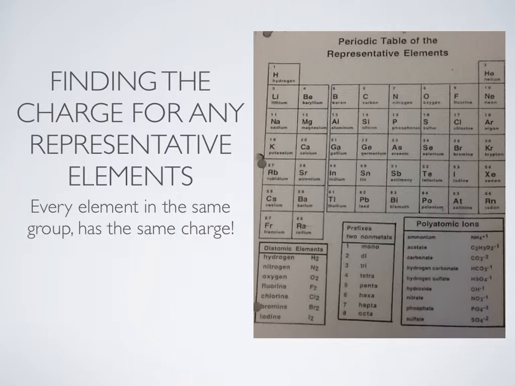So if your element falls anywhere in group 1, then it is a charge of +1. Group 2, +2. Group 13, +3. Group 14 is ±4. Group 15 is -3. 16 is -2. 17 is -1. And no charge for 18.